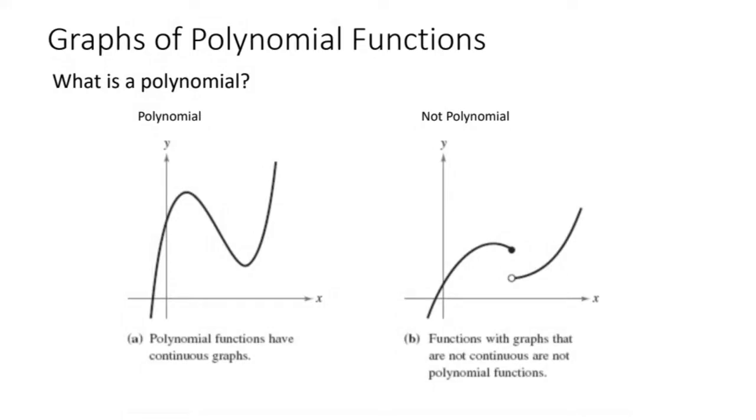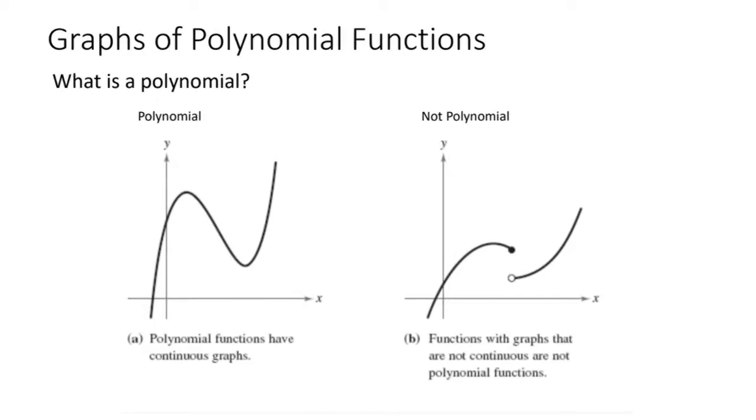All right, so graphs of polynomial functions. Okay, so what is a polynomial? Well, a polynomial is an expression that has more than one term, right? That's where the name polynomial comes from. Poly means many, nomial means numbers or many terms, right?